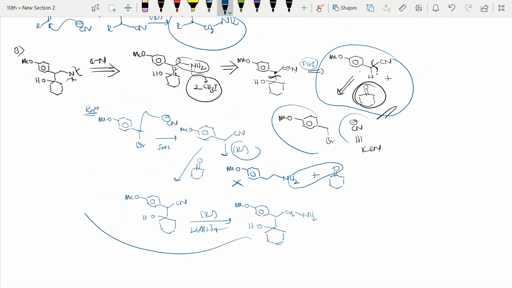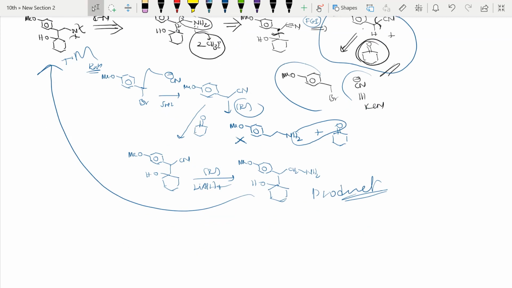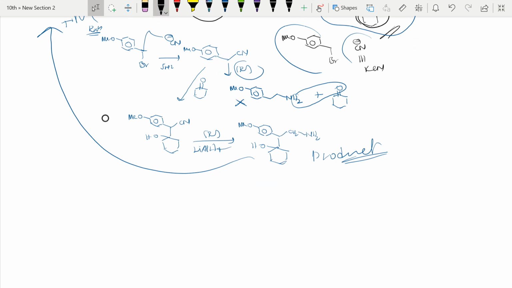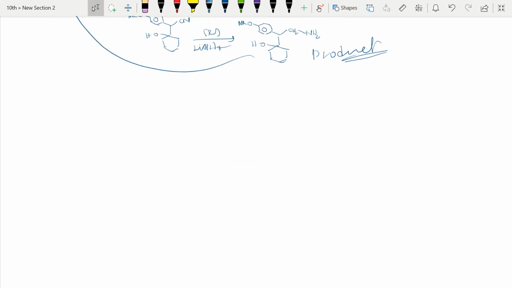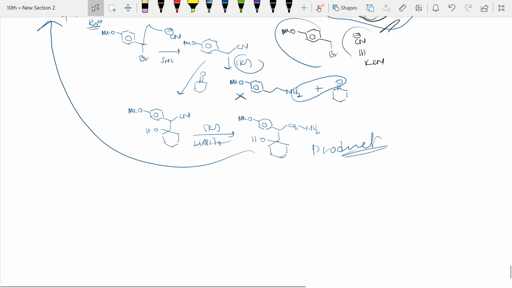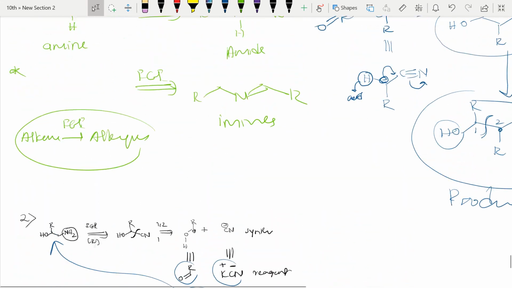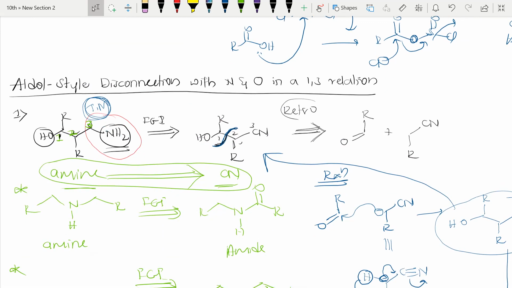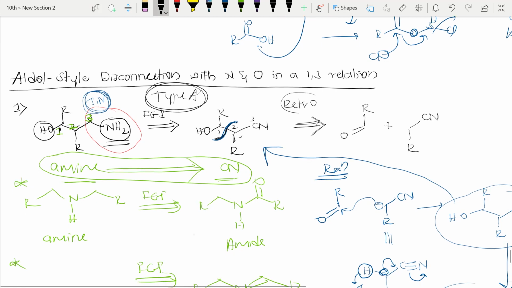We got it. So here we call it the target molecule, but here we call it the product, because in a reaction we call it reactant and product, whereas in retrosynthesis, I have told intermediate or synthons and other things like that. Right. I hope you are done with this example. So what we were discussing, where it is, aldol style disconnection with N and O in a 1-3 relationship. So this is type A. I have got type B also. Right, that thing you understand.